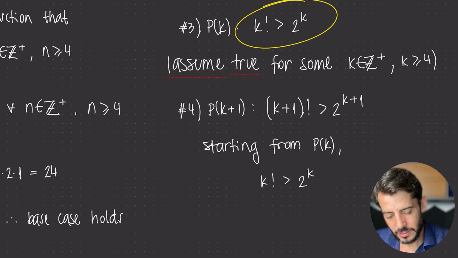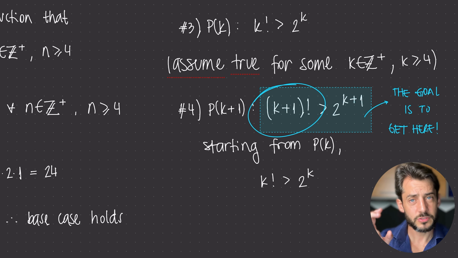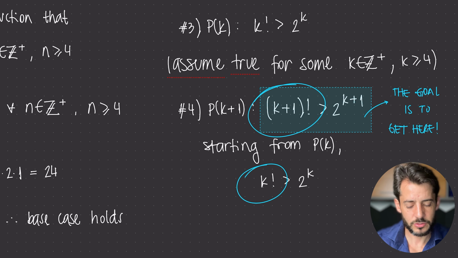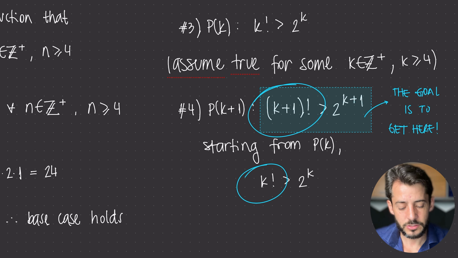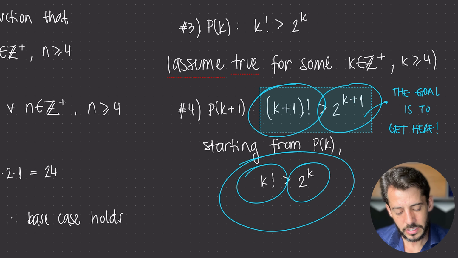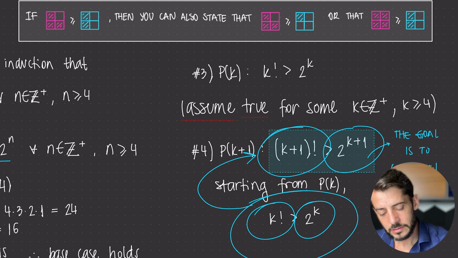Now, given that we need to get to here, what needs to happen is that the left-hand side needs to be transformed to k plus 1 factorial as opposed to k factorial, and the right-hand side needs to be transformed to 2 to the k plus 1 as opposed to 2 to the k. So we need to do something with this expression in order to convert it to this. And to do that, we're going to use this property right here.